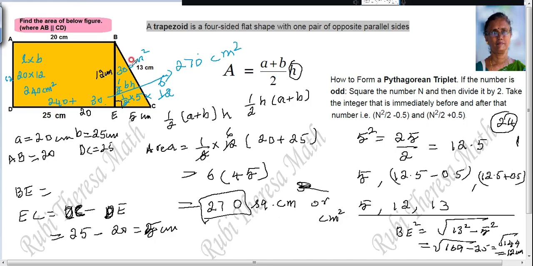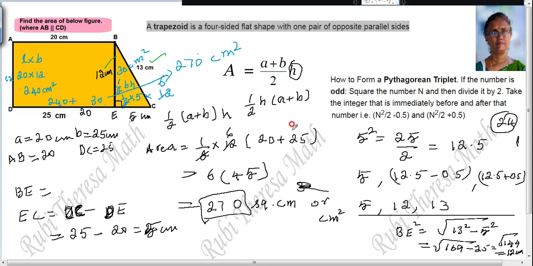By Pythagorean triplet, what I am going to do is, this is 5, isn't it? So 25. So 25 by 2 is 12.5. So reduce 0.5 and add it to 0.5. So 13 is already there. So reduce 0.5, it is 12. So area of the rectangle, length into breadth, that is 12 into 20, that is 240. Then half BH. So half into 5 into 12, that is 30, 240 plus 30.